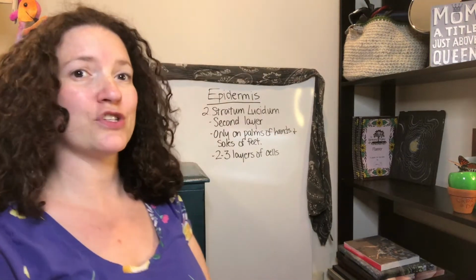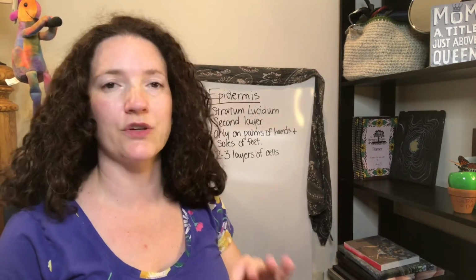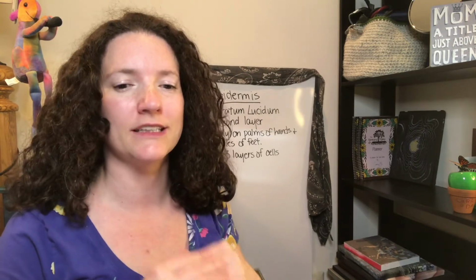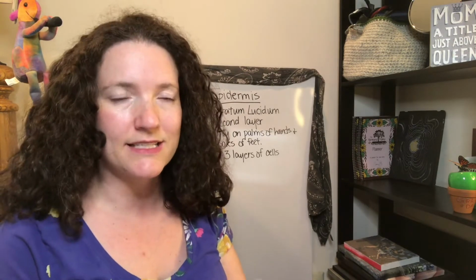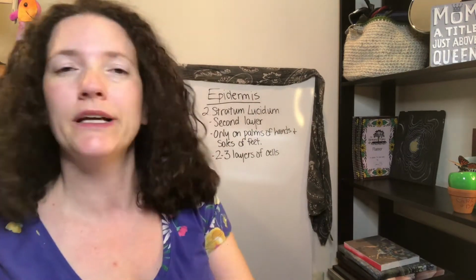After the stratum corneum lies the stratum lucidum. Now, the stratum lucidum is a very, very thin layer. It's only 2 to 3 layers of cells, and it's clear. It is a clear layer. It only exists on the palms of the hands and the soles of the feet, like I was talking about a couple of minutes ago. This is the only place on the body that you have the stratum lucidum.